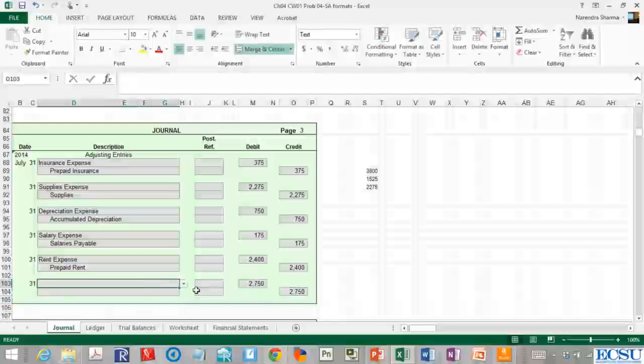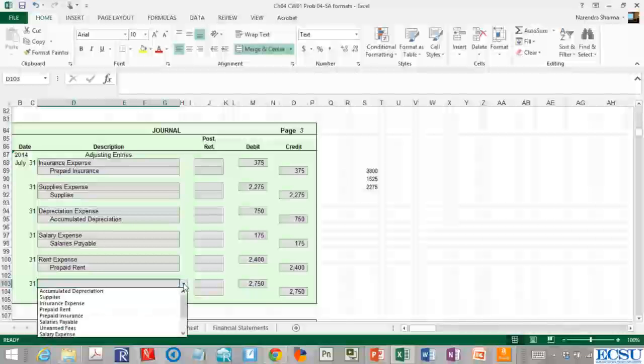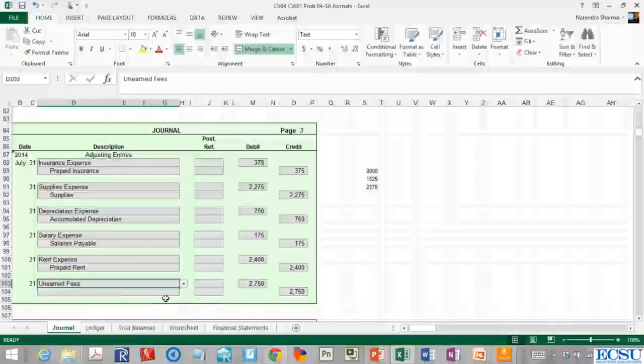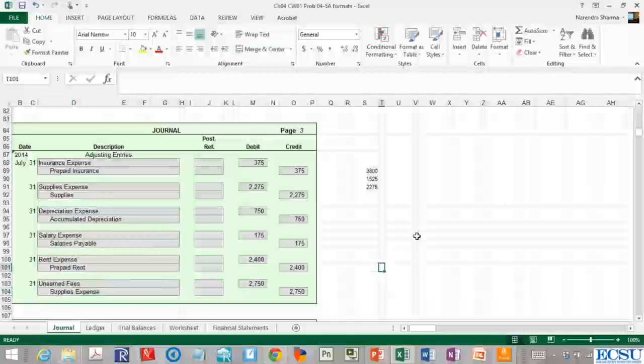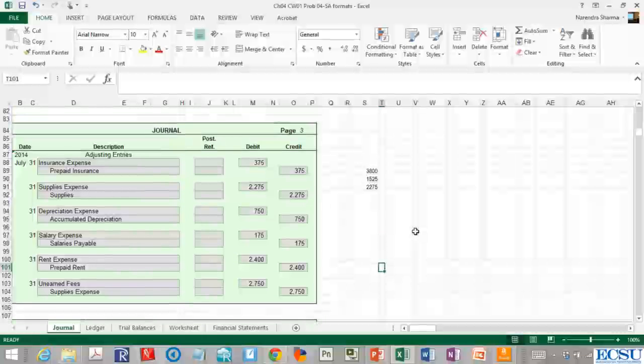So unearned fees has to be reduced. It is a liability, so when you want to reduce the liability, you'll debit it. And next will be the fees earned. Therefore, fees earned would be credited. That's revenue for us, and we'll be crediting that. So that's how we'll be doing this.